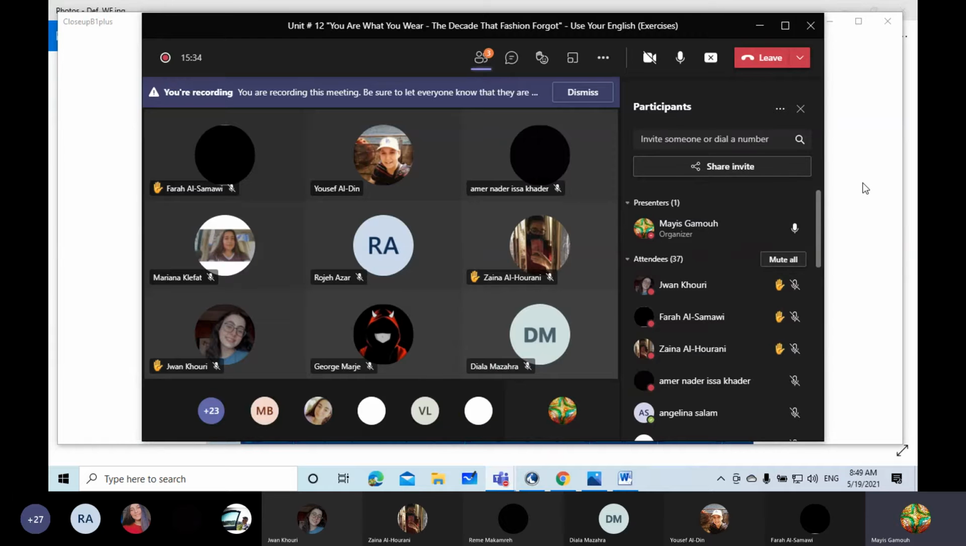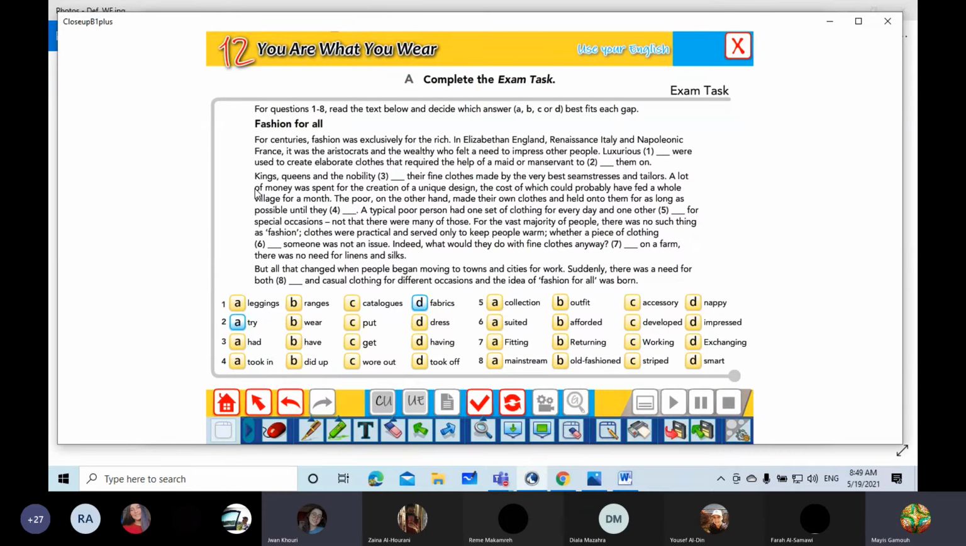Let's go to the second paragraph, which is kings, queens. Let me see, Juan, go ahead, dear. Kings, queens, and the nobility had their fine clothes made by the very best seamstresses and tailors. So we chose number A, which is had, because we are talking about the past. What is the meaning of nobility? The people who rule and who are rich in that era. Thank you, dears.